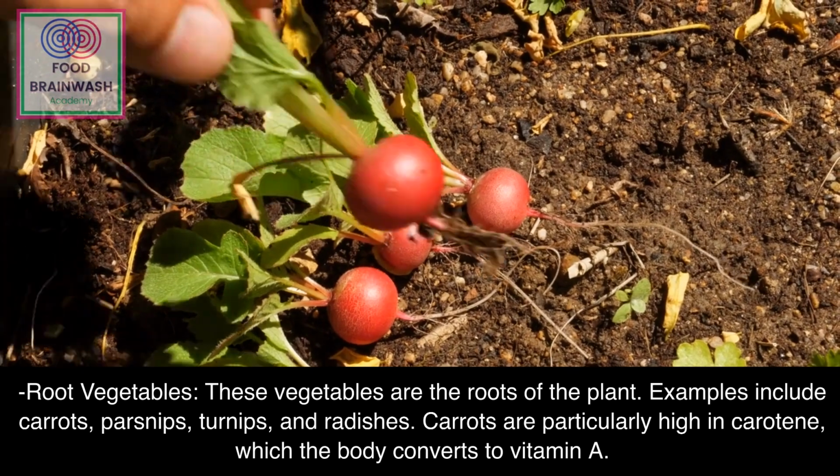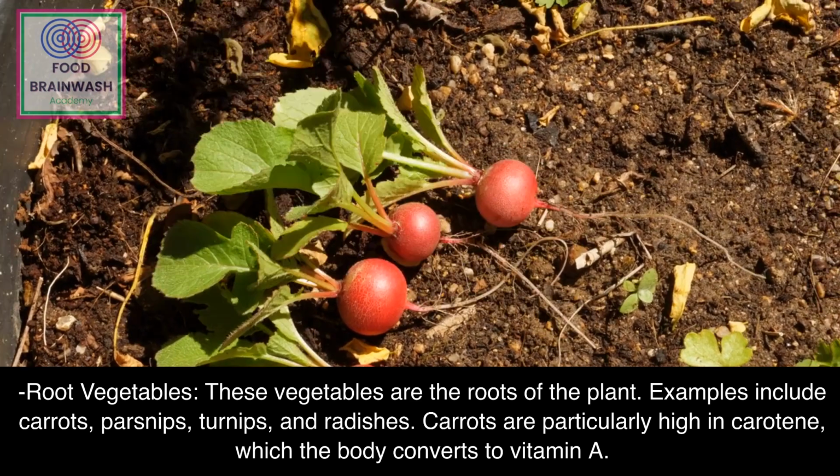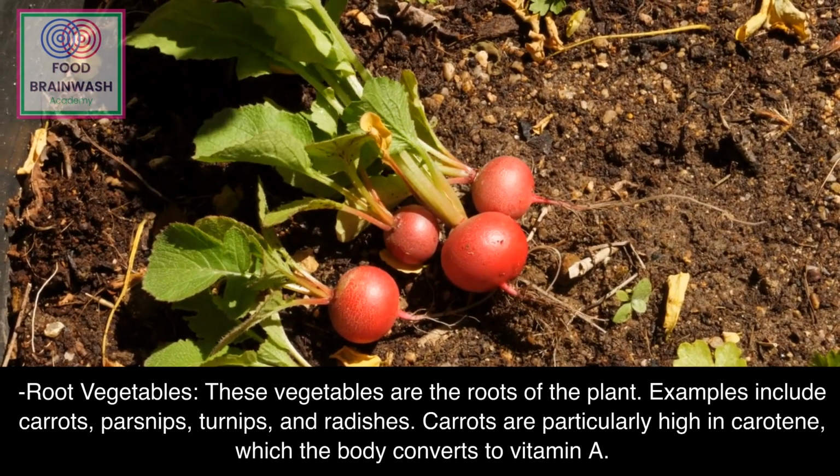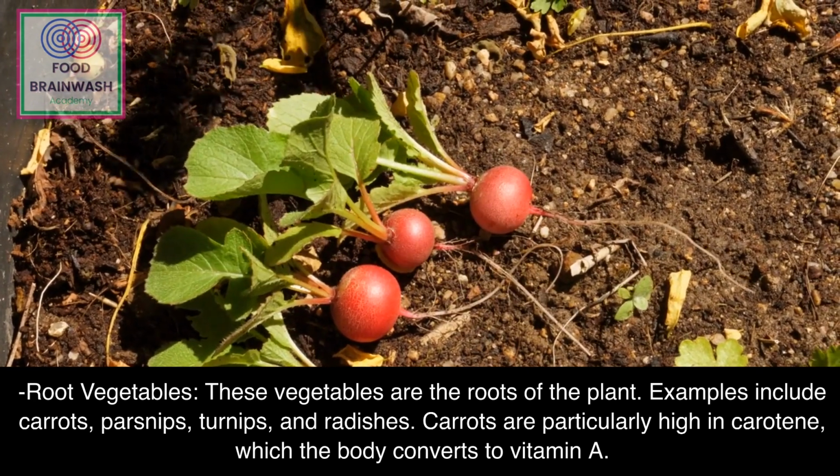Root vegetables. These vegetables are the roots of the plant. Examples include carrots, parsnips, turnips, and radishes. Carrots are particularly high in carotene, which the body converts to vitamin A.